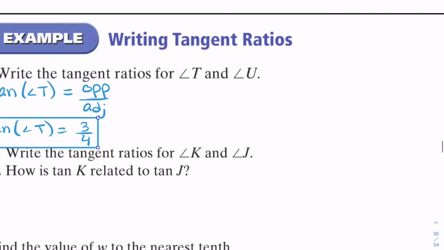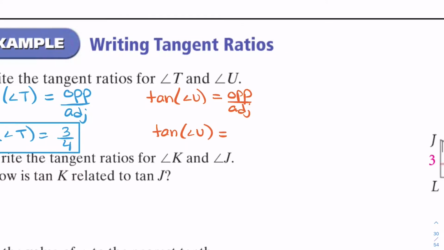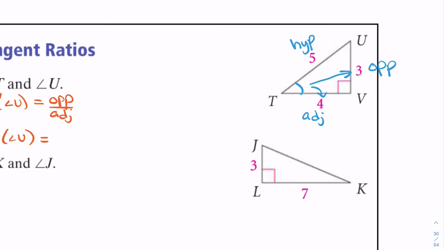Now it wants you to find angle U. So in orange, I'll do the tangent of angle U. Tangent of angle U equals opposite over adjacent. For angle U, it's a little bit different. Here's angle U. This is still the hypotenuse, but take a look. Look how far away that one is. That's your opposite side.